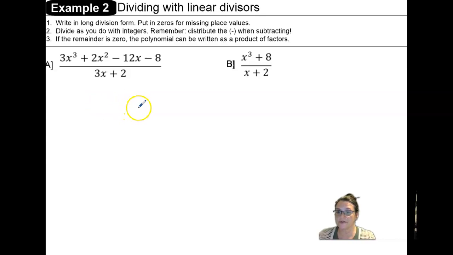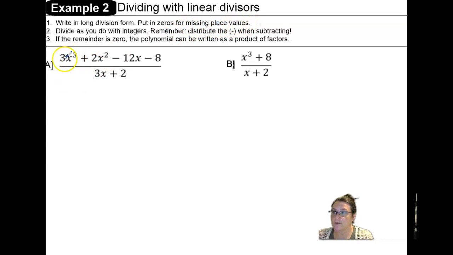So welcome back to our notes for polynomial long division, and we're in example 2, dividing with linear divisors. The three steps that you want to follow when doing a polynomial long division are listed up here at the top for your reference. Step 1 is to write in long division form, and don't forget to put in zeros for any missing place values.